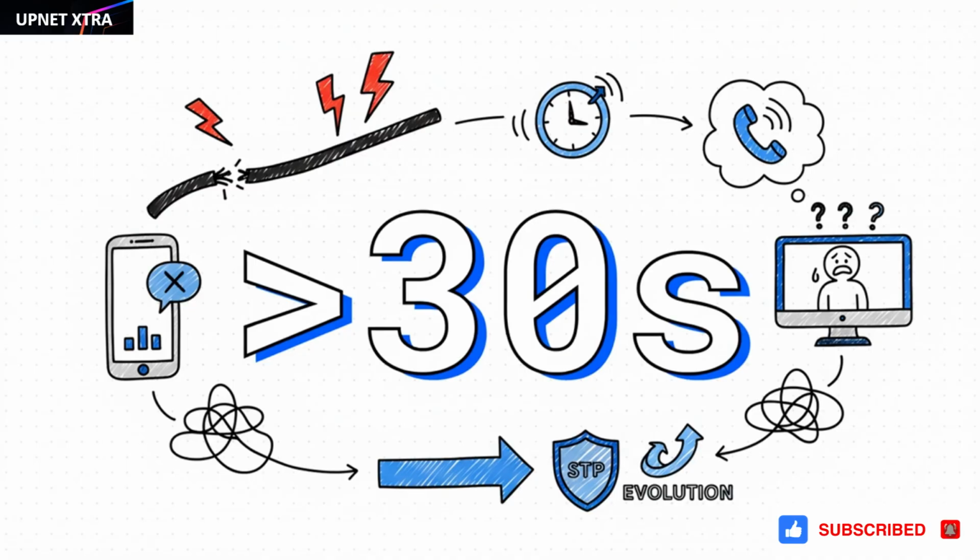Think about it, a 30 to 50 second network outage every single time a link fails, or even when someone just plugs in their computer. I mean, that's just completely unacceptable today. That's long enough for your VoIP calls to drop, for critical applications to time out, and for your help desk phones to start ringing off the hook. This incredible slowness is exactly why STP had to evolve.